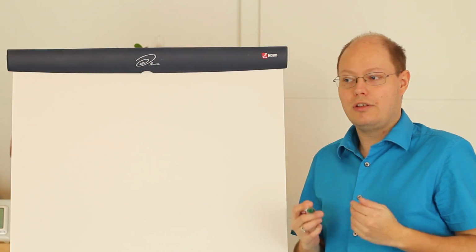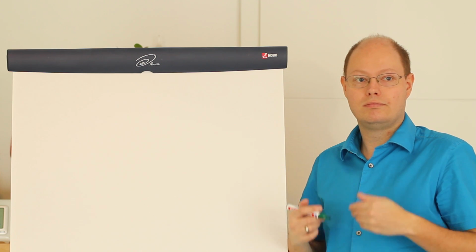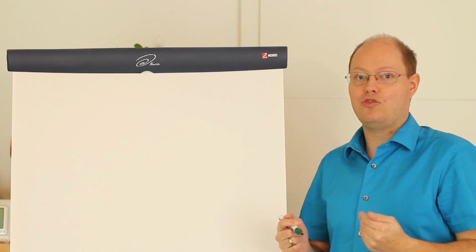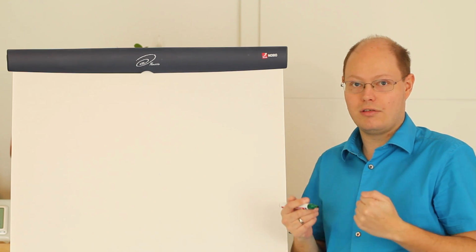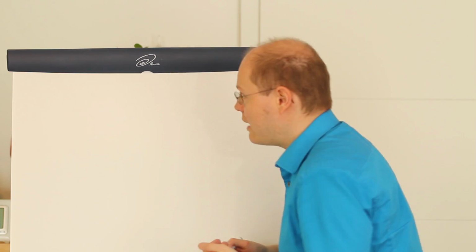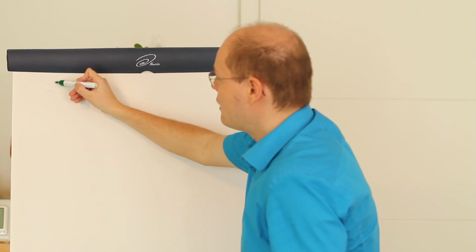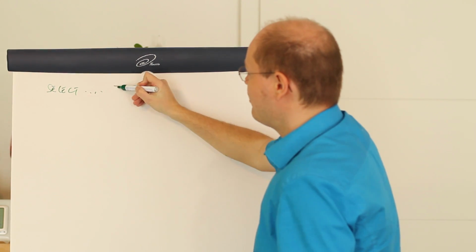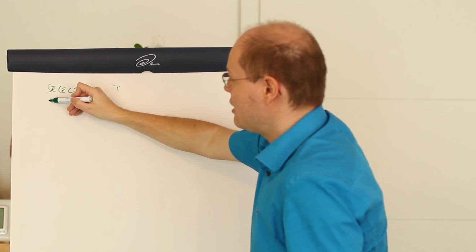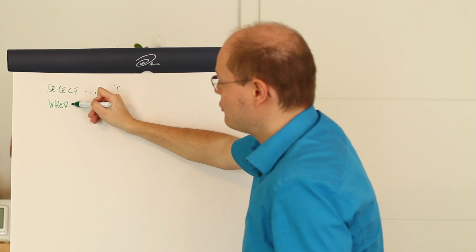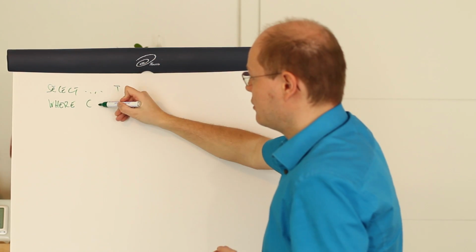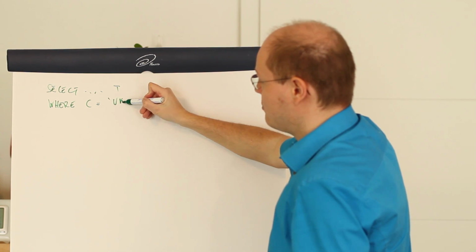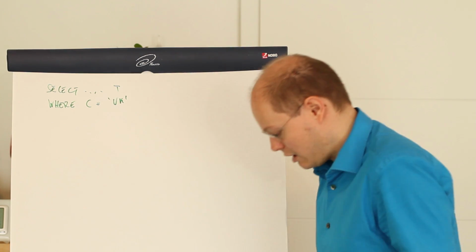I want to show you now on the flip chart how the query optimizer uses statistics to get an estimation of how many rows are returned for a specific query. Imagine we have a simple query. We select some data from a table T, maybe a customer's table, and we restrict on the column C, like country, and we say we just want to have our customers from UK.